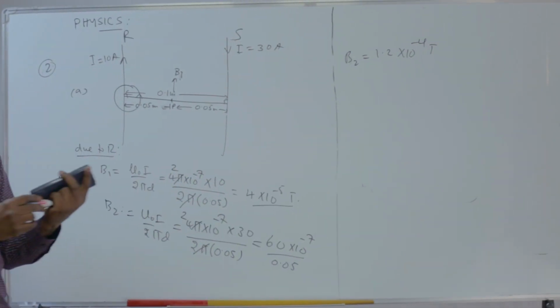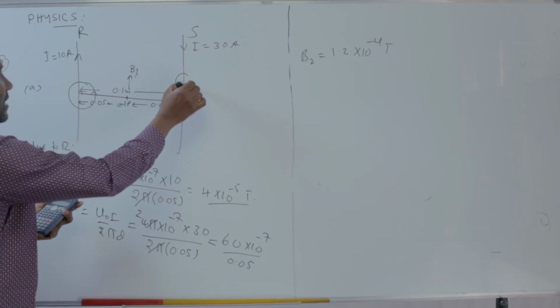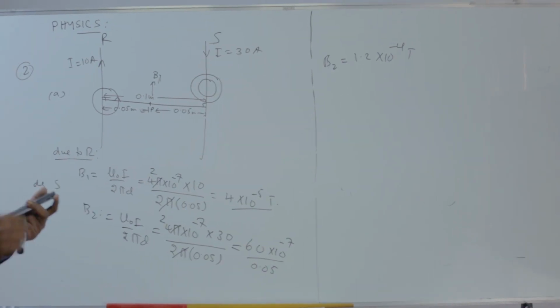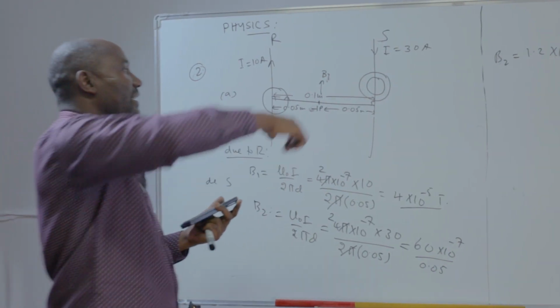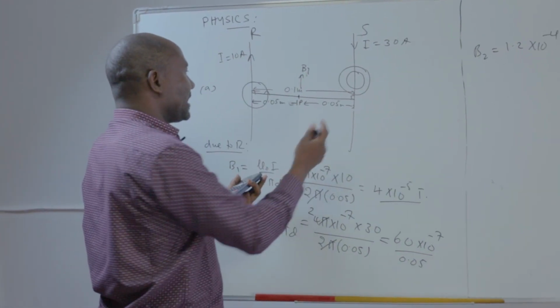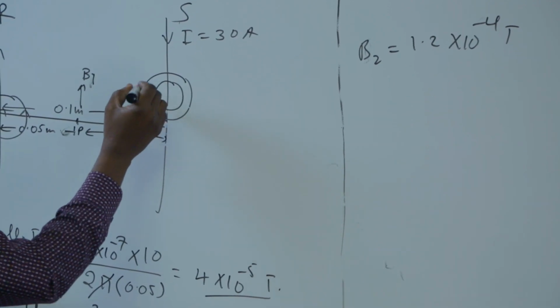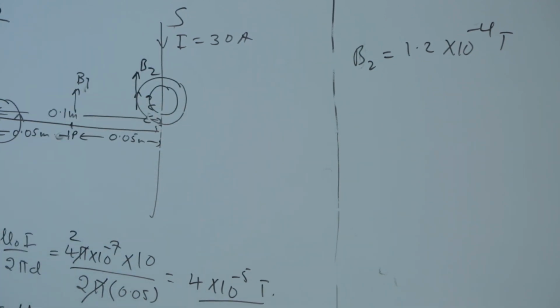Now, what will be the direction of that one? If you draw again, go back to our diagrams. If you remember the right hand grip rule, when you are finding, the current is moving downwards. So the field will be moving like that, here, up. So if you draw a tangent, B2 also will be moving in the same direction as B1.